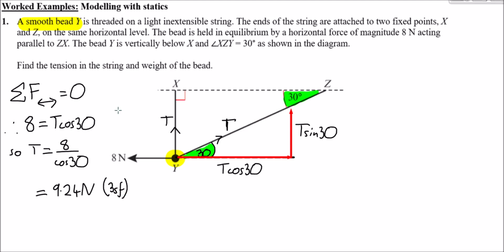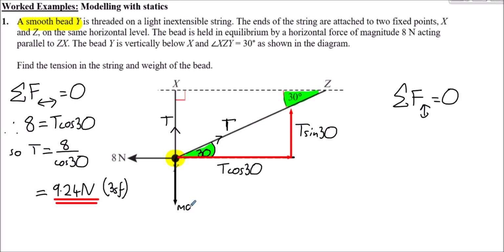We now need to work out the weight of the bead. Now, not the mass, but the weight. So now we need to factor in forces going up and down. Because it's in equilibrium, the forces going up and down will be equal to 0. And there's one force acting in the up-down direction we've not considered, which is the very force we're trying to find out, which is the weight of the bead, which is mg.